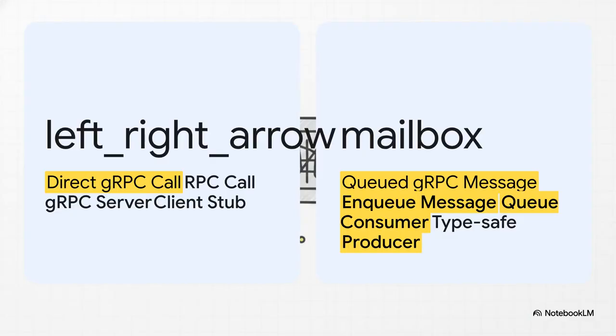Now, the really cool thing is, we don't have to throw away everything we just learned. We can map these gRPC concepts directly to a queuing system. So an RPC call becomes an enqueue message operation. The gRPC server becomes a queue consumer or a worker. The typesafe client becomes a typesafe producer. And most importantly, our .proto file is still the single source of truth for the message contract.